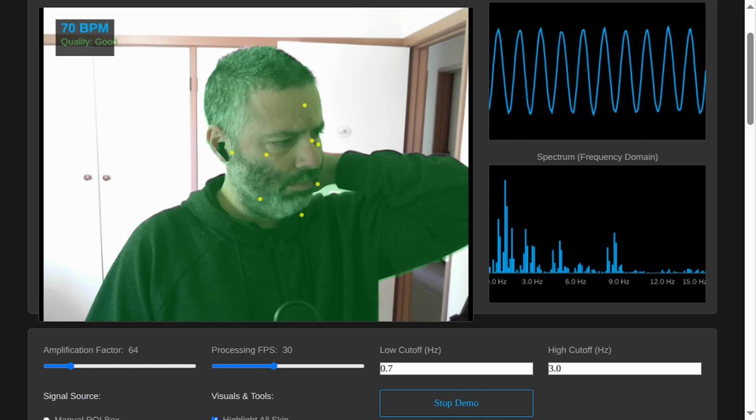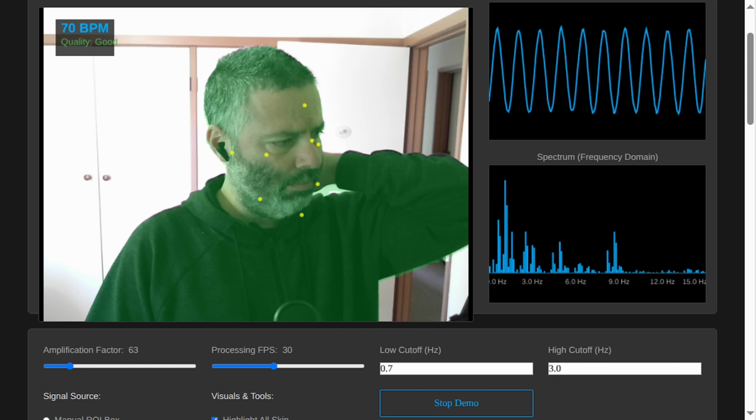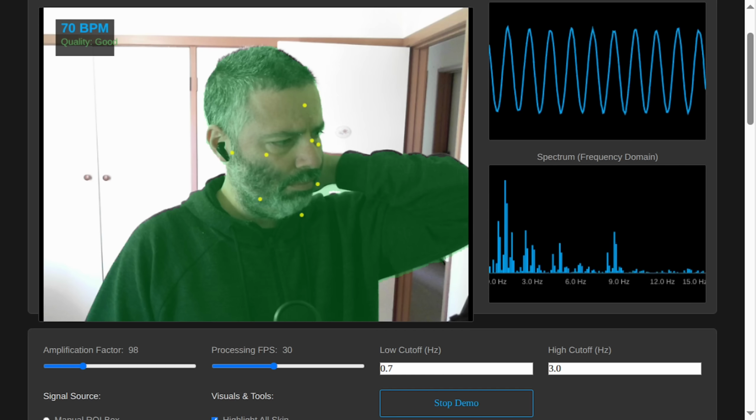Well, my glasses say my signal quality has just dropped to poor. I think that's the code's way of saying it's tired of hearing me talk.